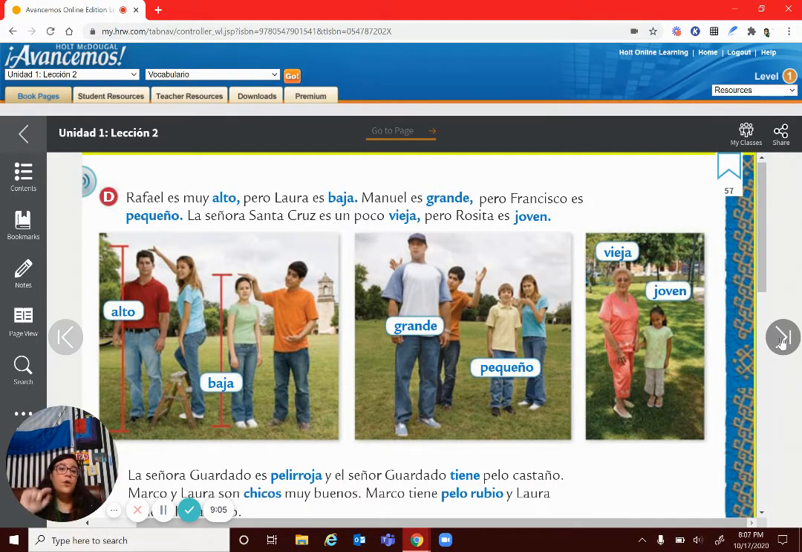Same for joven. Joven, the little girl who was young, does not have an A or an O at the end. So joven is just joven. You can call a guy joven for being young. You can call a girl joven for being young. So don't accidentally say joveno or jovena. That's not going to work here.